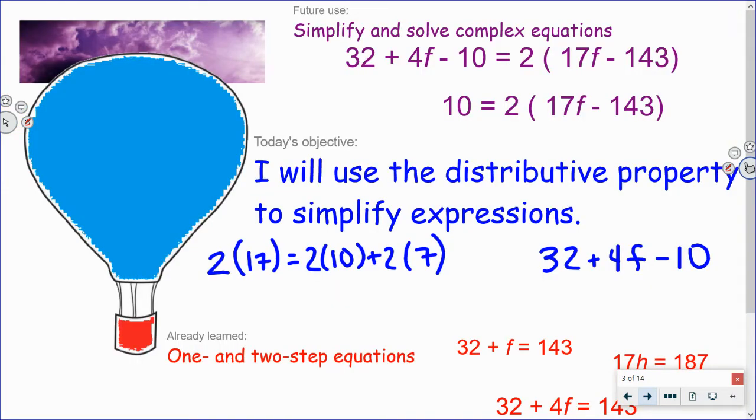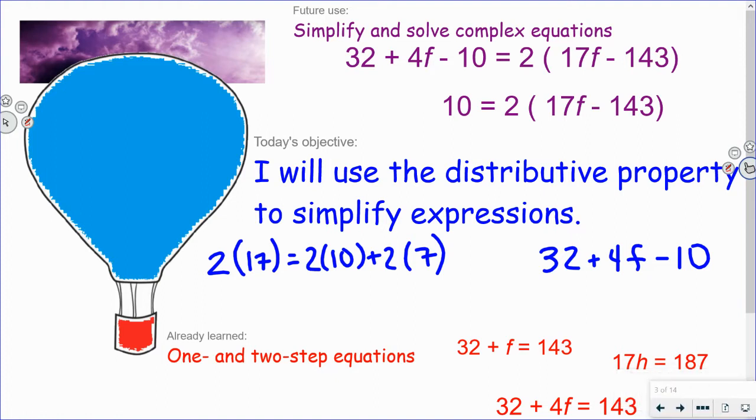All right, goal for today, today's learning target. I will use the distributive property to simplify expressions. Things like doing 2 times 17 in your head if it's too big. You can do 2 times 10, 2 times 7, more on that later. Along with 32 plus 4f minus 10, can we use our properties, including the distributive property, to kind of combine like terms?